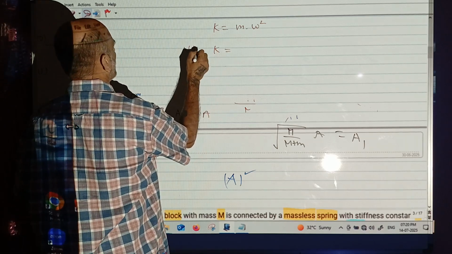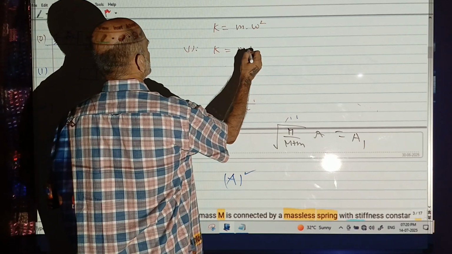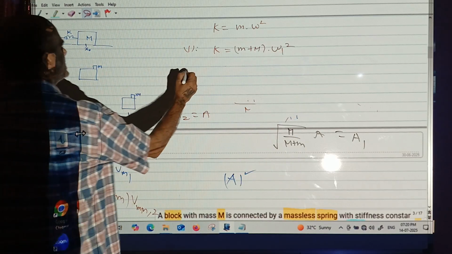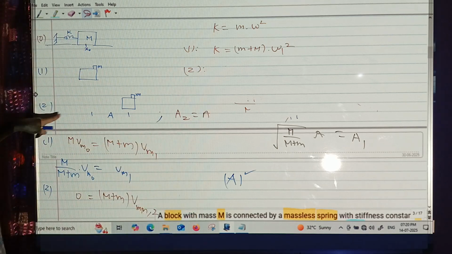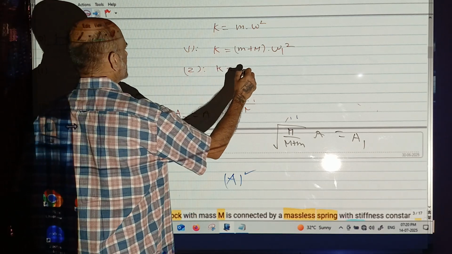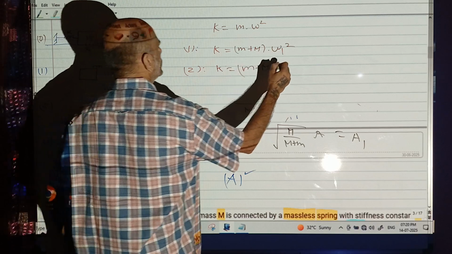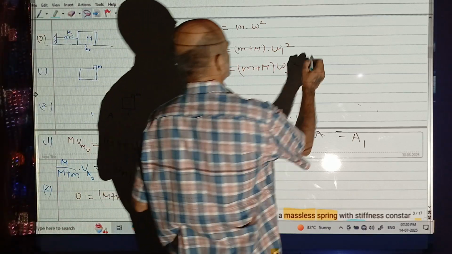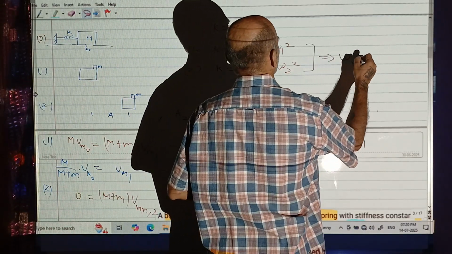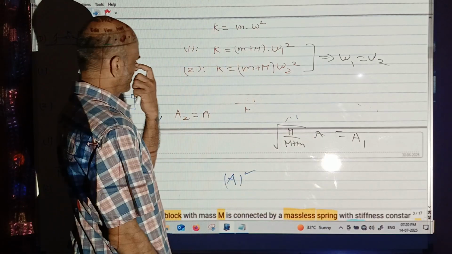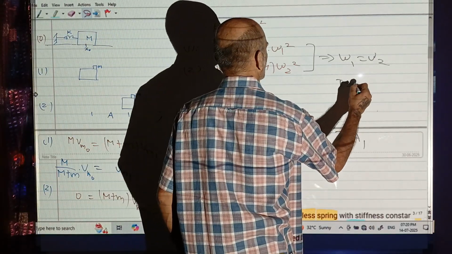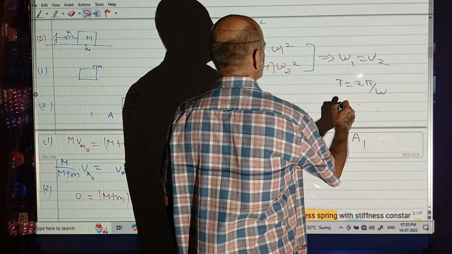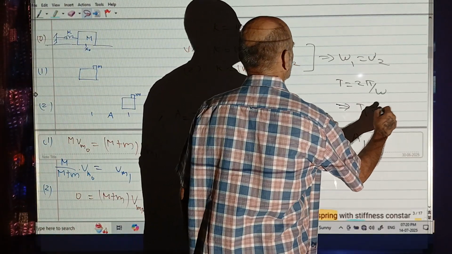In the first case, k is the same k and the mass of the system, let me call this case 1, is M plus m, into omega 1 square. In the second case, the spring constant is the same spring k and the mass is again the combined mass, into omega 2 square. So from this, omega 1 and omega 2 are the same. And the time period T is 2 pi by omega. So this means T1 equal to T2.